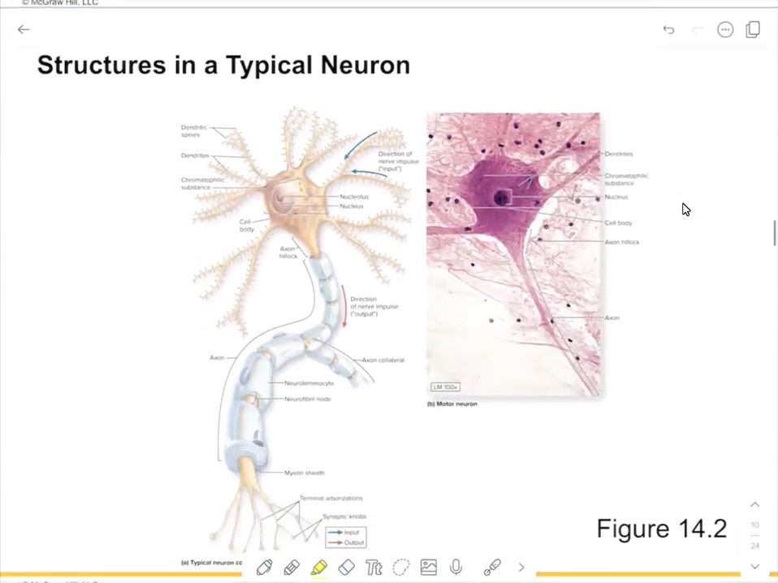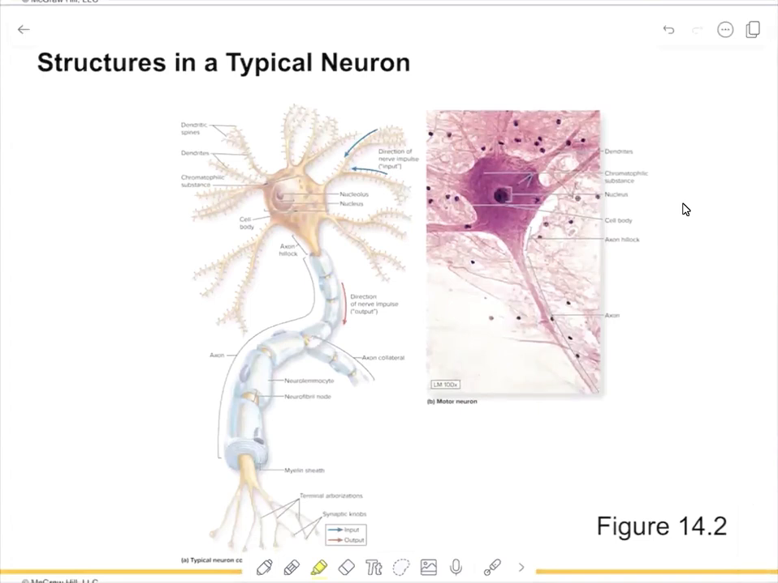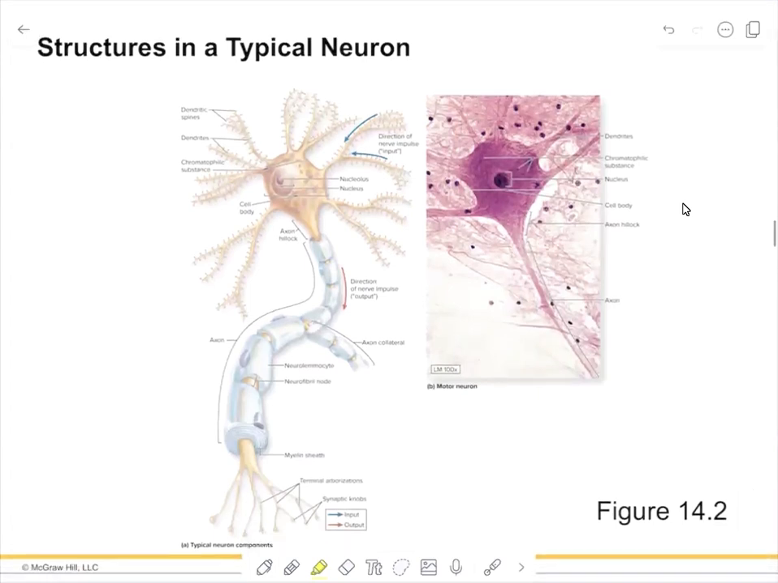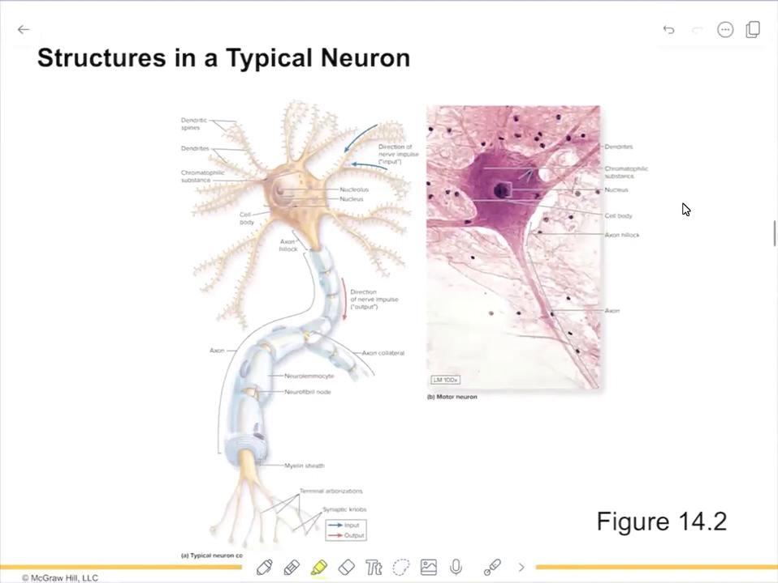So this slide is showing us a typical neuron, and we want to pay close attention not only to the diagram, but also the micrograph. So we're going to first start with the dendrites, and the dendrites are going to be responsible for receiving the input. So notice how the information goes in this direction and eventually leads to the cell body. So we could draw an arrow here, and all the information would be flowing in towards the cell body. On the micrograph to the right, we can see dendrites as well.